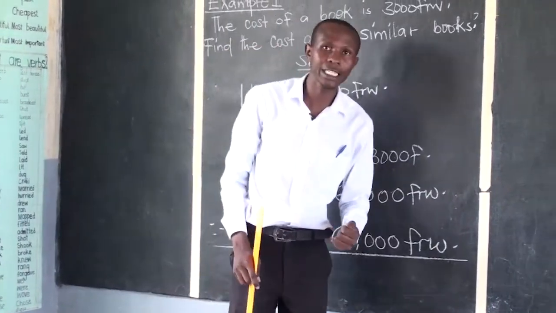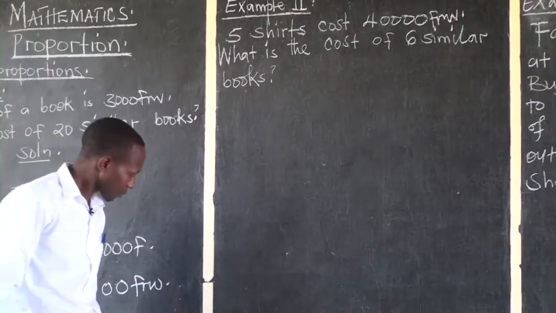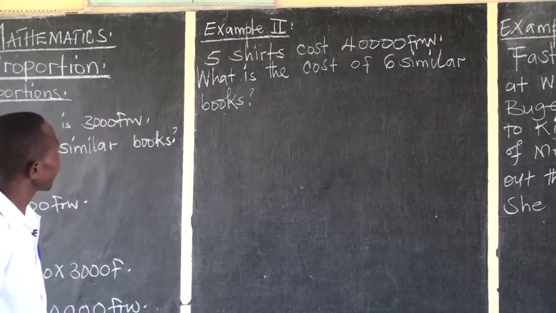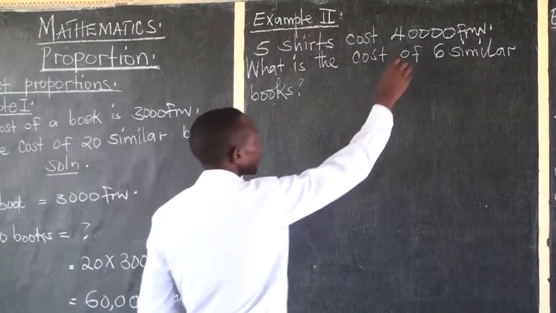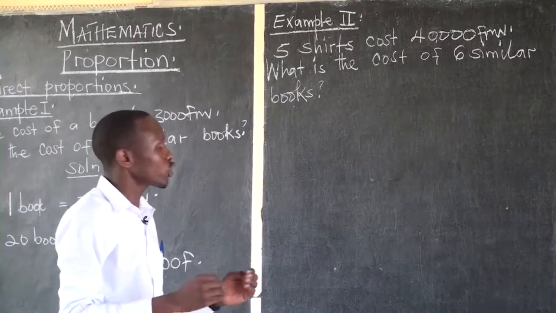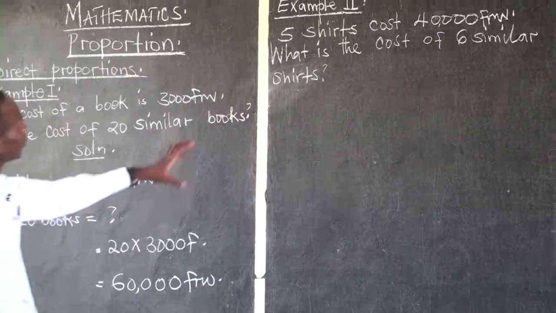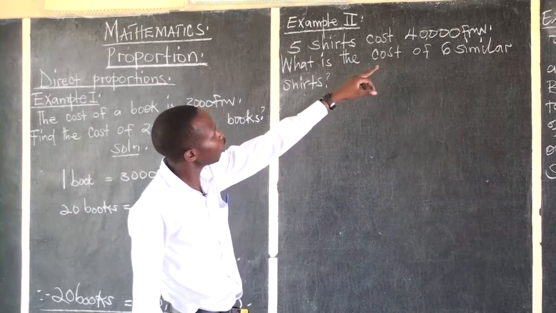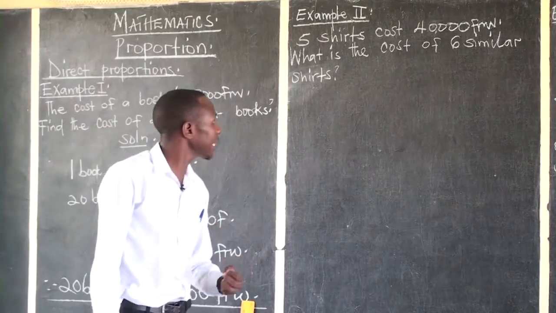As we go to the second example, I want us to look at this. What does the second example say? The second example states that 5 shirts cost 40,000. What is the cost of 6 similar shirts? So let's look at example 2 once again. It says 5 shirts cost 40,000 francs. What is the cost of 6 similar shirts?